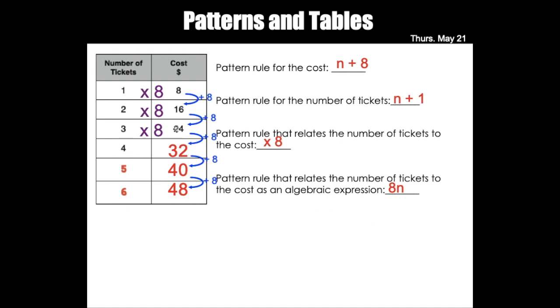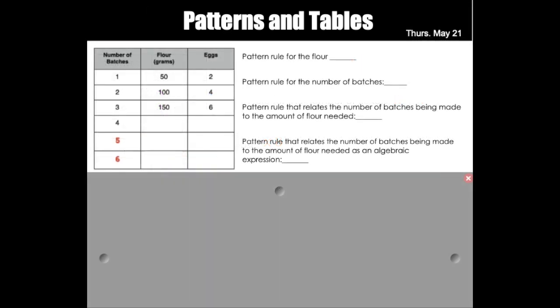The other way that you can find the relationship between this is always going to be multiplication or division. I can look at what's happening here. It's increasing by 8 each time. So that shows me that it's going to be times 8. Let's have a look at another table.